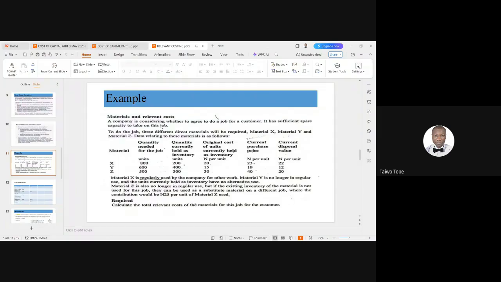19 naira. So when you put this together, 400 multiplied by 12, which is the opportunity cost, you have the relevant cost for 400 units. 200 units multiplied by 19 naira, which is the current purchase price of 200 units. You have the relevant cost. So you can see how it plays out. I don't know if it is clear, please.